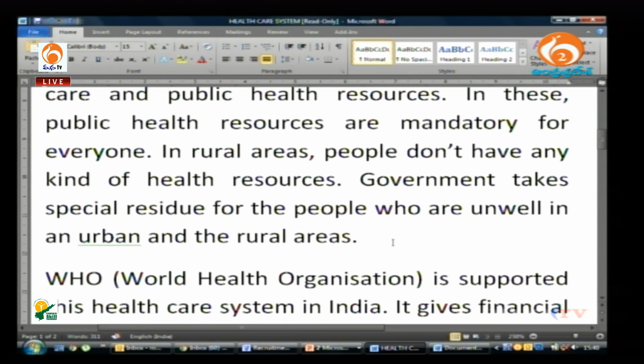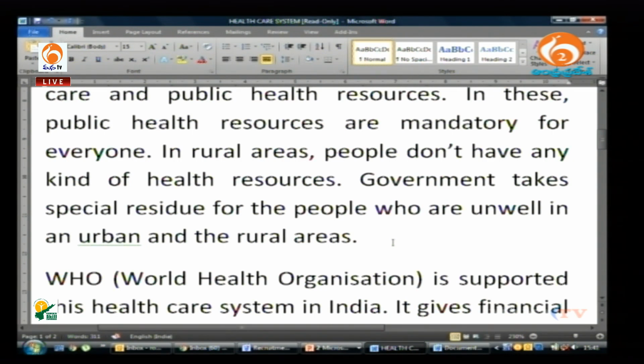Residue means balance. For example, I have a bottle of water and the bottle is this big. I pour the water into this particular glass and there is a residual water. Residue means whatever is left. That is the meaning of residue. But if you look at the paragraph here, if you look at the line, it says government takes special residue for the people who are unwell. So the word residue is not making sense at all. It's a wrong word. Because of usage of one wrong word, the entire sentence will be termed as incorrect.